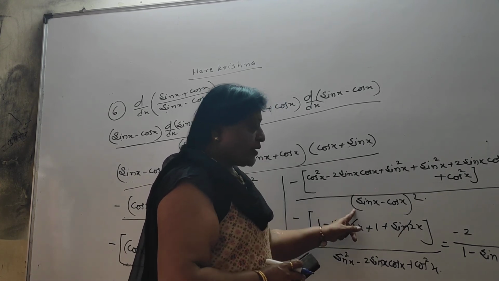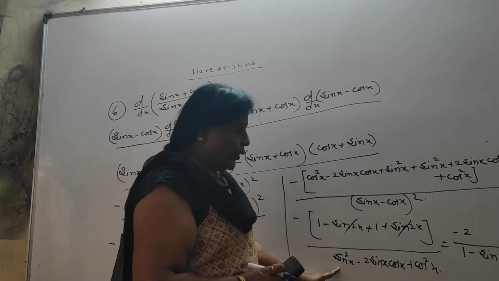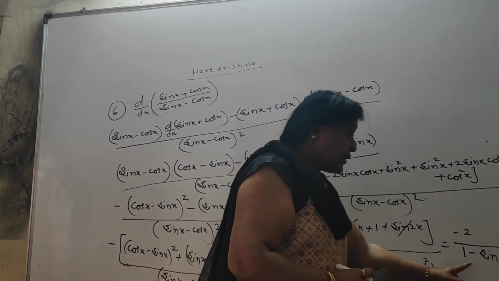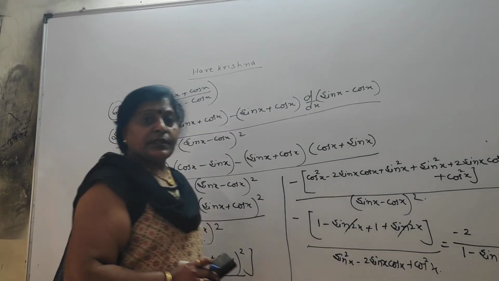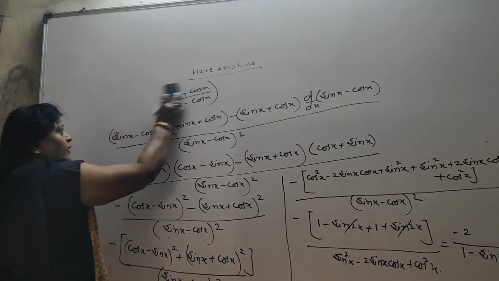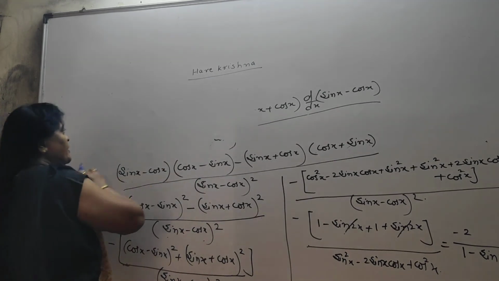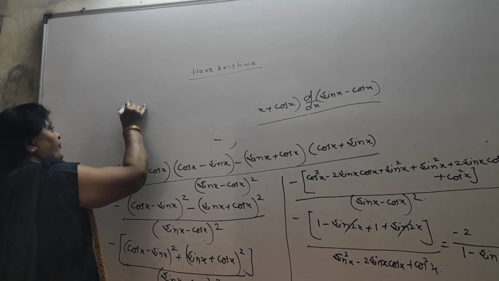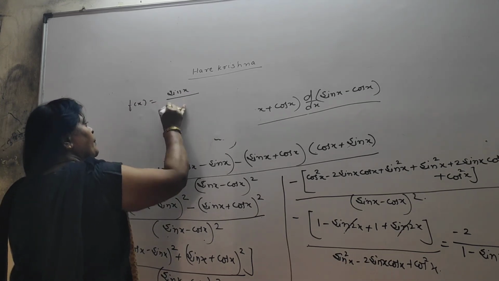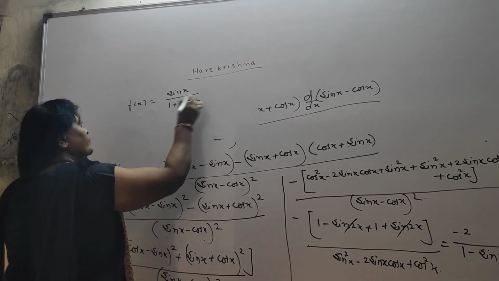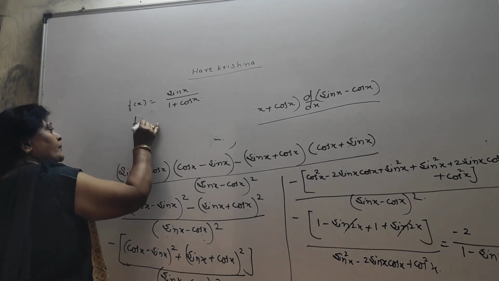and again you can simplify the denominator also. In the denominator again you have got 1 minus sin 2x. So the result is minus 2 divided by 1 minus sin 2x. Right? Again take another example. f(x) is equal to sin x divided by 1 plus cos x. Find f dash x.